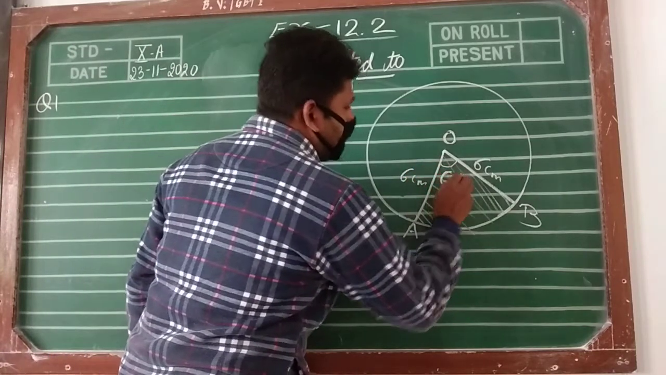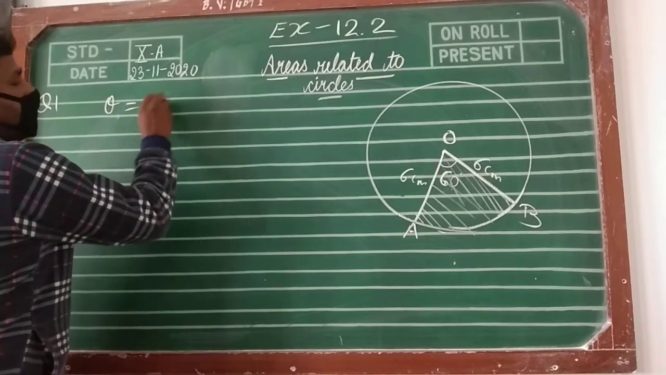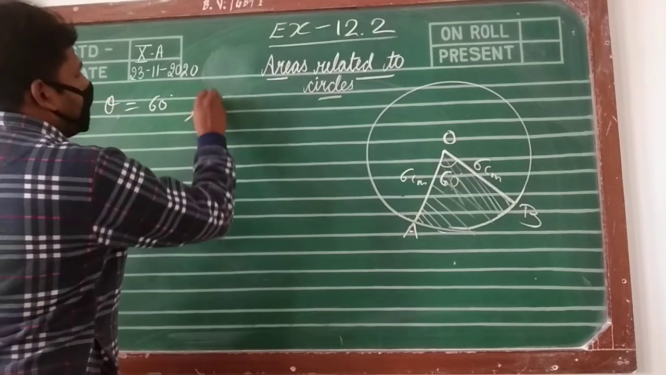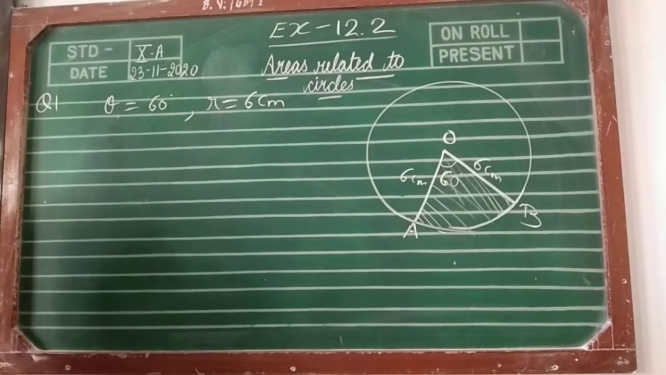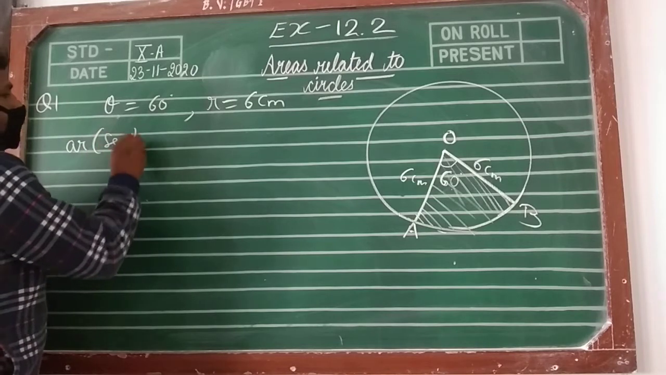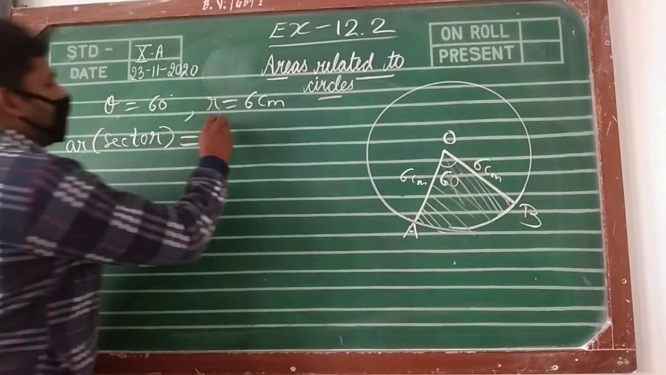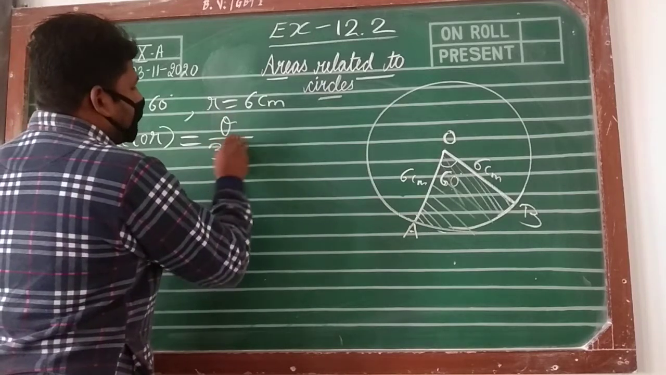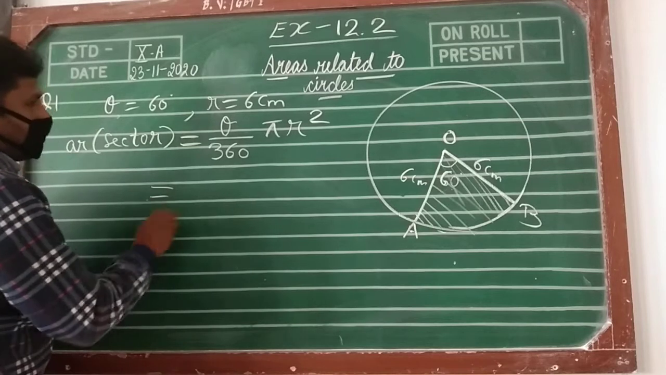Then theta we have 60 degrees. Radius is given to you, 6 centimeter. And we know the formula for finding the area of a sector. Then area of sector is equal to, tell me the formula, do it fast. Put the values.